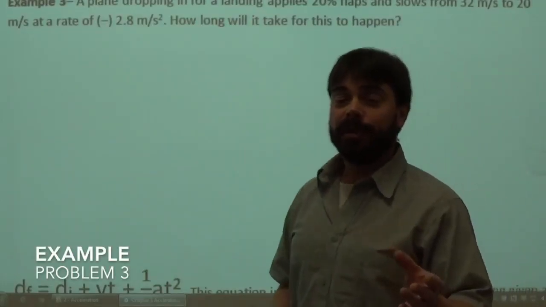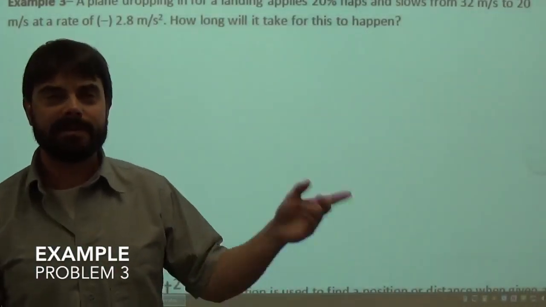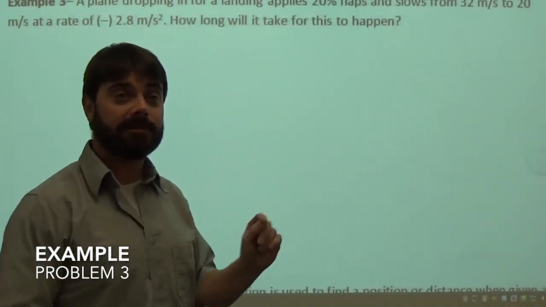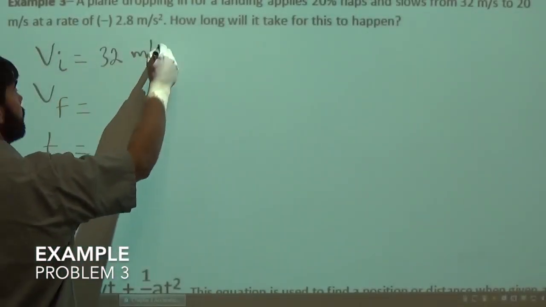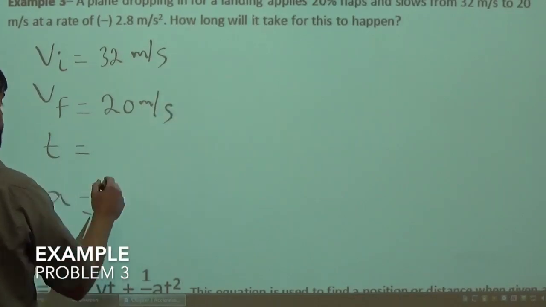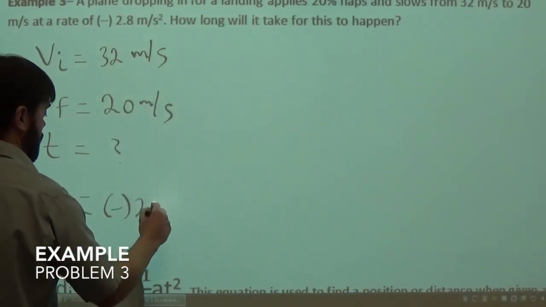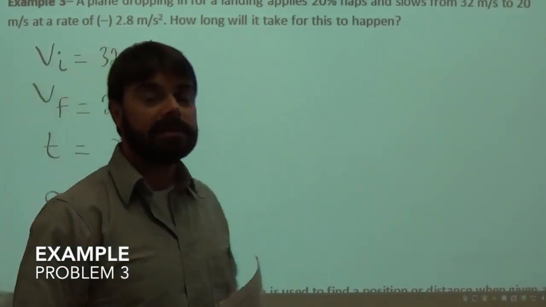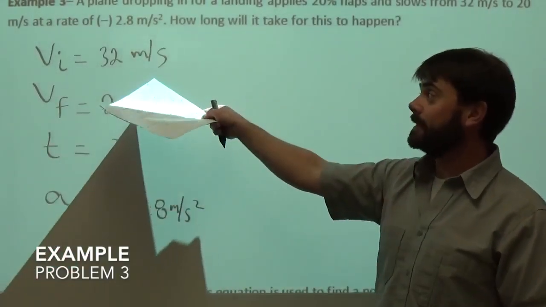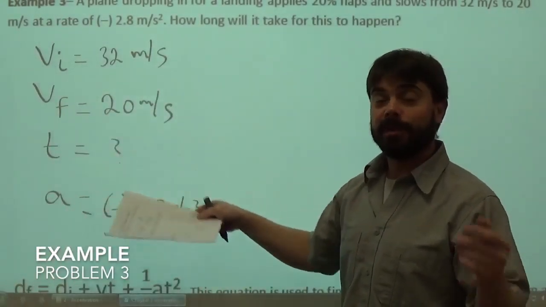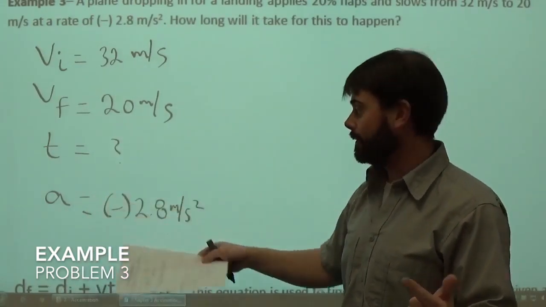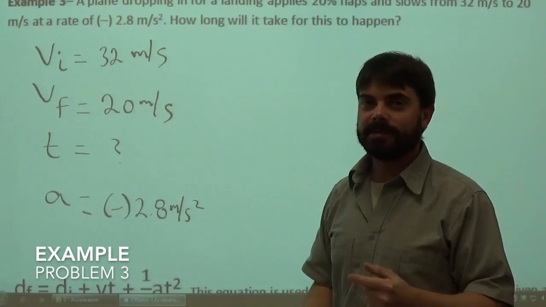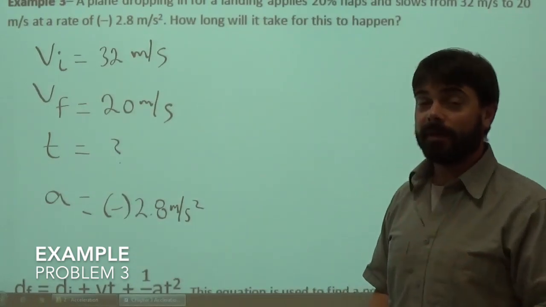In example number 3, it's going to be very similar except the plane is slowing down, so it's decelerating, but we're still trying to find the final velocity. So, list your variables. Notice the plane's initial velocity is 32, final velocity is 20, so it's decreasing. They want us to know how much time it's going to take for this to happen, and they give us the rate of acceleration as a negative value.